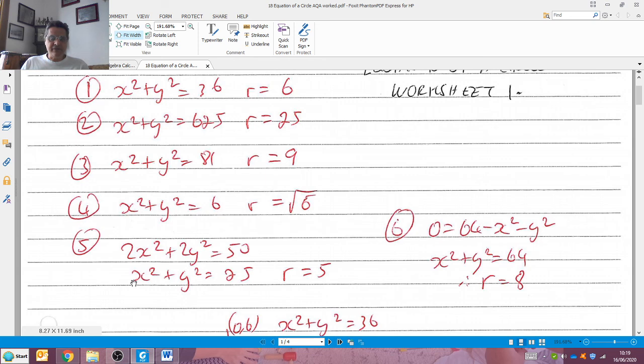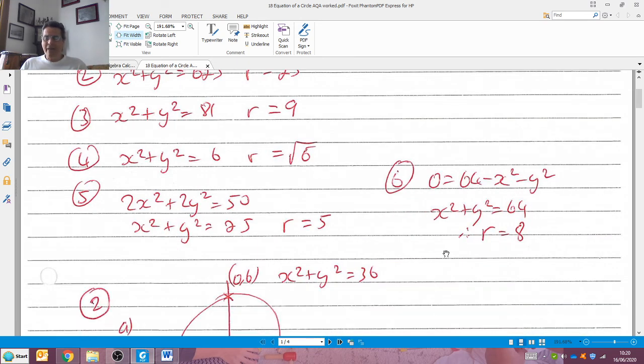The fifth one along is as follows. 2x squared plus 2y squared equals 50. Dividing through by 2, x squared plus y squared equals 25. So the radius squared is 25, and the square root of 25 gives us the radius of 5. Question 6 is plonked over here for some reason. Let's look at it.